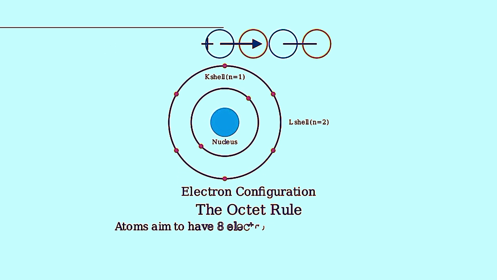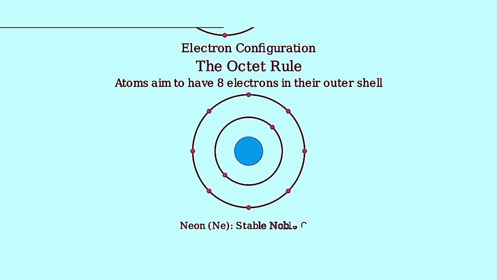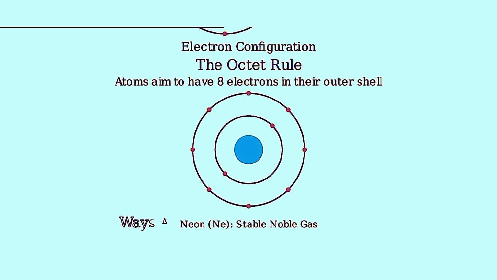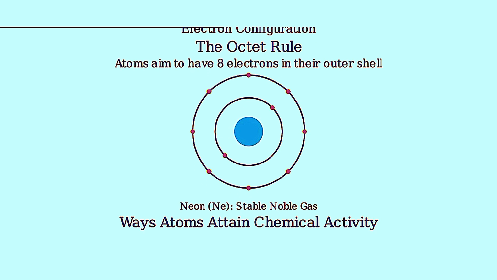The octet rule states that atoms tend to gain, lose, or share electrons to achieve a full outer shell of 8 electrons, similar to the electron configuration of noble gases. Noble gases like neon and argon have complete outer shells, which makes them chemically stable and generally unreactive. Now, let's explore the 3 main ways atoms attain chemical activity by trying to achieve a full octet.